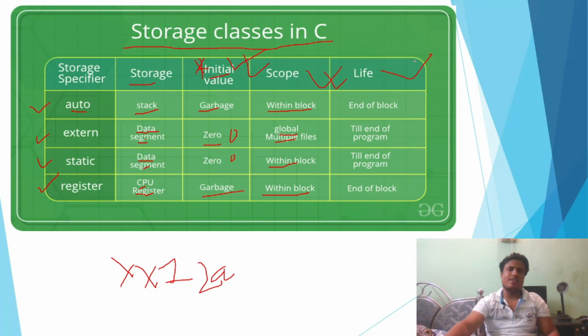Life expectancy means when the life of the variable will end. So for auto, it is the end of the block. For register, also the end of the block. For extern, it is till the end of the program: the variable will remain alive for the entire program. Static is the same, and these two end at the end of the block. I will also give you the diagrammatic representation.